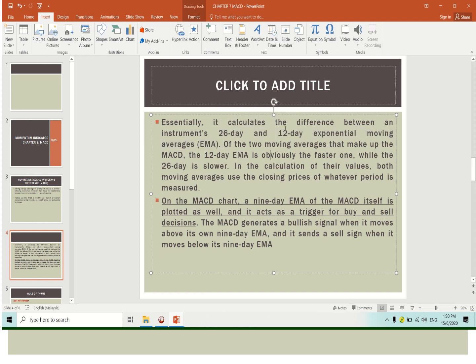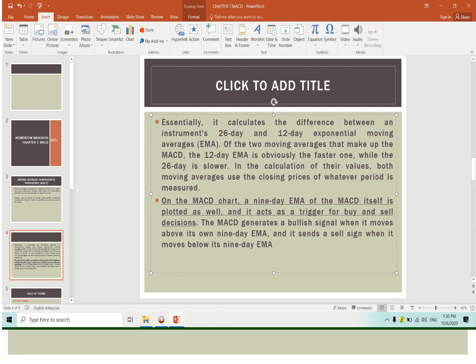So in this example, it calculates the difference between an instrument's 26-day and 12-day EMA. These are the EMAs of the moving averages that make up the MACD. The 12-day EMA is obviously the faster one, while the 26-day is slower. In the calculation of their value, both moving averages use the closing price of the period measured.